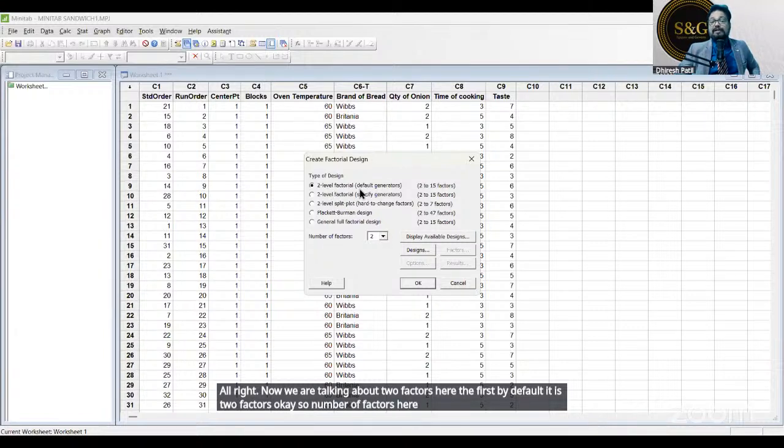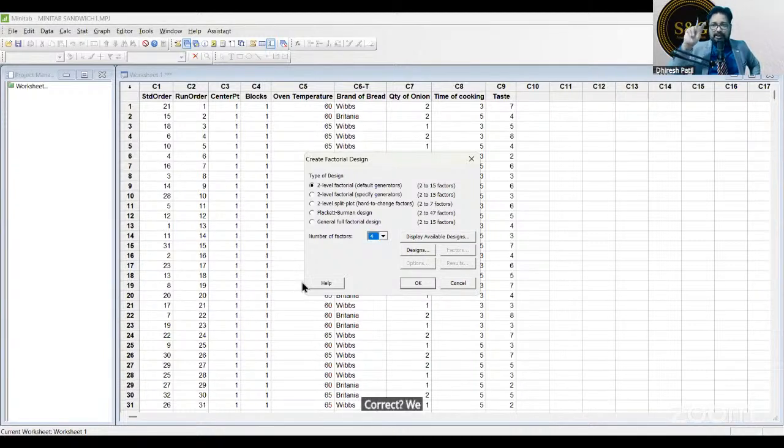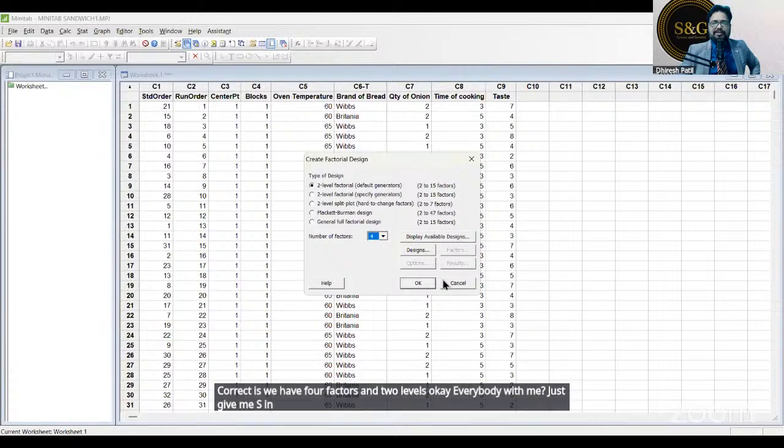Oh, sorry, 2 levels. So 2 level factorial. So we have 2 levels only in every factor. And number of factors, we have 4. Correct? We have 4 factors and 2 levels. Okay. Everybody with me? Just give me yes in the chat box. We are going very slowly.